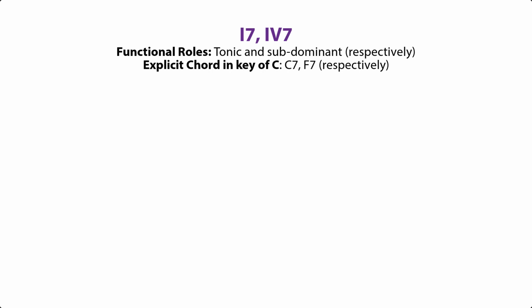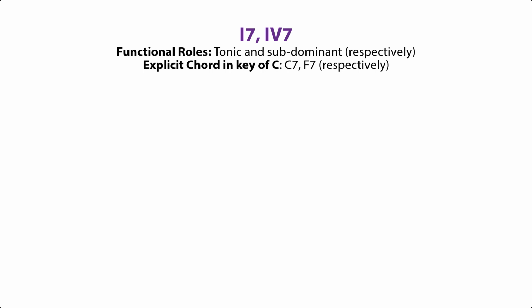The first two are actually a pair, which are the 1 dominant 7 and the 4 dominant 7. In the key of C major, these would be a C dominant 7 and an F dominant 7. And they play the expected functional roles. The 1 dominant 7th plays the role of a tonic, and the 4 dominant 7th plays the role of a subdominant. And their uniqueness is in really giving the tonic and subdominant a bluesy feel.